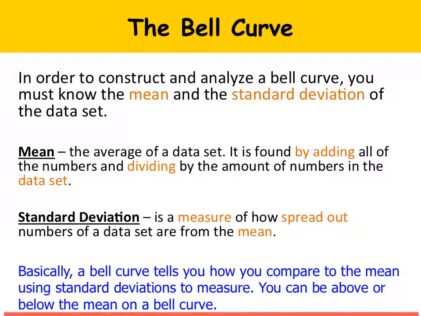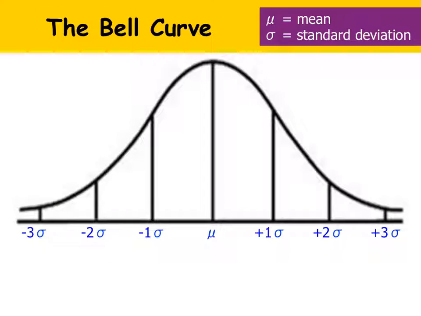Basically what we could say is that the bell curve tells you how you compare to the mean using standard deviations to measure. So again, standard deviation is kind of like your measurement, kind of like inches or feet, but standard deviations refer to when you're measuring from a mean on a bell curve, and you can be either above or below your mean on the bell curve.